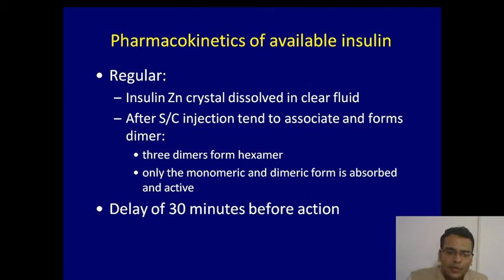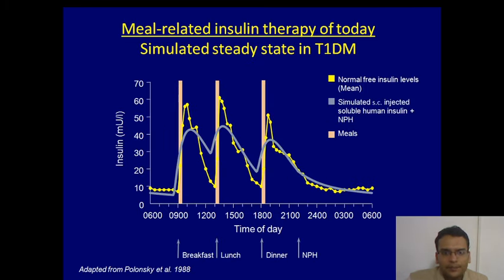So in a patient using regular insulin, you need to inject the regular insulin 30 minutes before the meal is actually taken. So this is showing meal related insulin therapy in today's world when you are using subcutaneous human insulin plus NPH in a fixed dose combination. So you're trying to mimic the peaks. However, you can see these peaks are different from the physiological insulin profile.